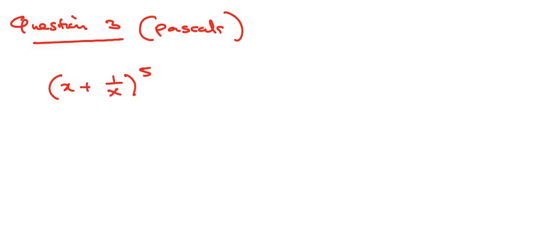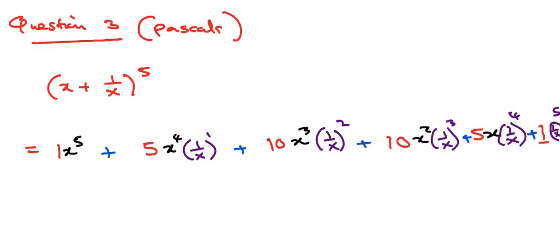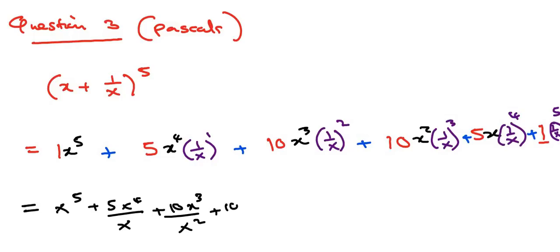This is to the power 5. So the coefficients are 1, 5, 10, 10, 5, and 1. The first term decreases and the second term simply increases. So this is going to give us x to the power 5, plus 5, x to the power 4, then 1 over x, and 10, x to the power 3, over x squared, then 10, x squared over x to the power 3, plus a 5, x over x to the power 4, plus 1 over x to the power 5.